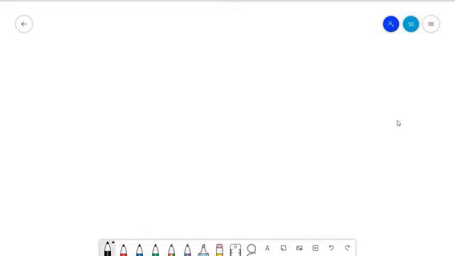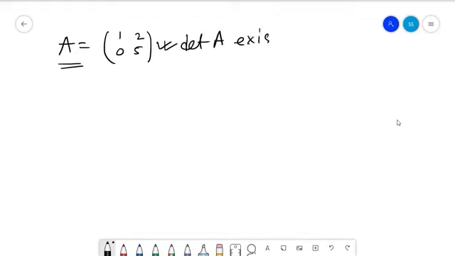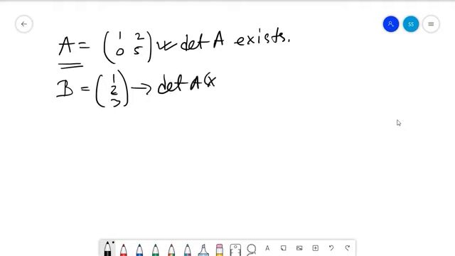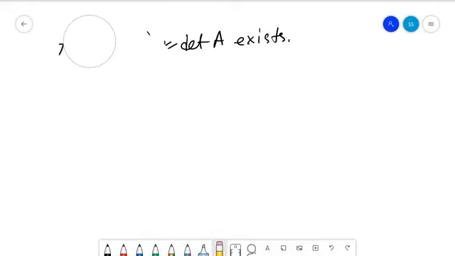So if I had a matrix like A, that is 1 0 2 5, for this kind of matrices there is a determinant. Determinant of A exists. So can you do a determinant for this? Let's say B, take it to be a column matrix 1 2 3. For this, determinant of B does not exist. Now let's try to see how we can compute the determinant of a matrix.